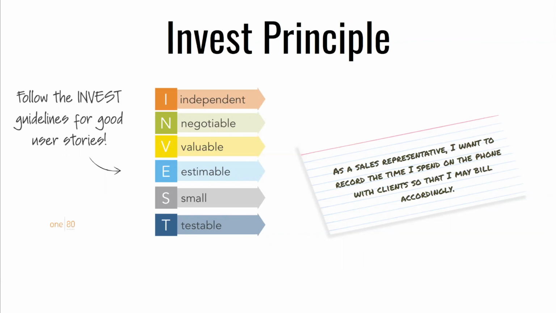Negotiable, you've got to be able to talk about it. People have to be able to understand the story and be able to talk back and forth about what the story is, about what its value is, about what do you mean by this? What do you mean by that? You can actually have a good conversation around it. So when you write it in this format, as a blank, I want to blank so that I can blank, it helps to keep it negotiable, helps to keep the idea that you can talk about it back and forth. A product owner can talk to clients or end users about, is this more valuable than that, and why.